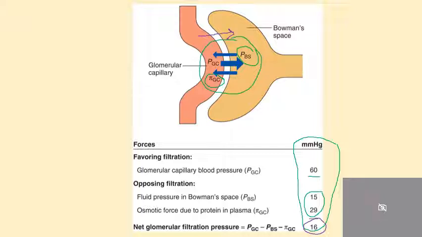This will become important later on in part 2 when we talk about the mechanisms by which urine formation can be adjusted. One of the ways in which urine formation can be adjusted is by modifying the rate at which filtration occurs. How quickly do water and solutes leave the blood and become filtrate? We can speed that up, we can slow that down, and the way we do that is by altering the balance of these forces. So that's to come.